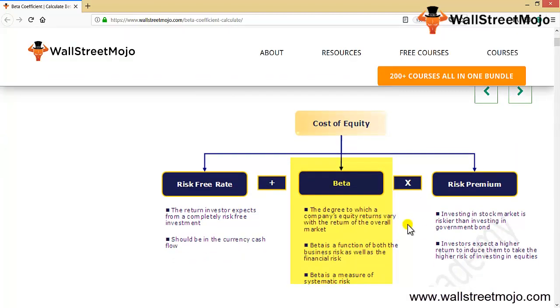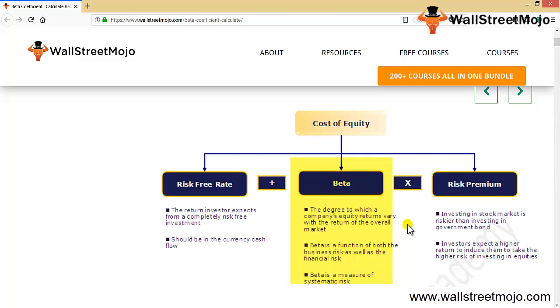So let's see some of the components of the CAPM model and we'll be able to understand things in a much better way. Cost of equity, which is known as KE, is the amount of return that is required by the equity shareholders. So that is the amount of the cost that the company needs to bear. This is the formula, as you can see: risk-free rate plus beta, that is the sensitivity of the stock to the market, into the risk premium.